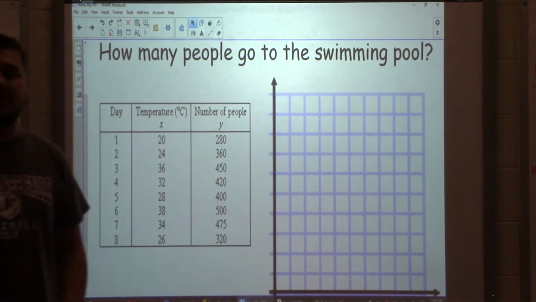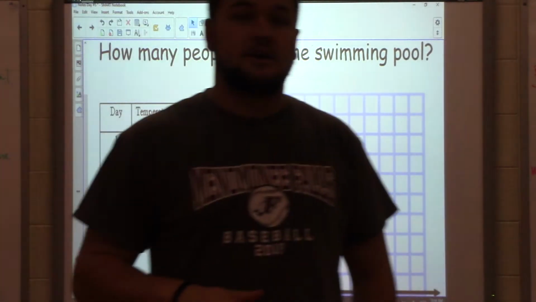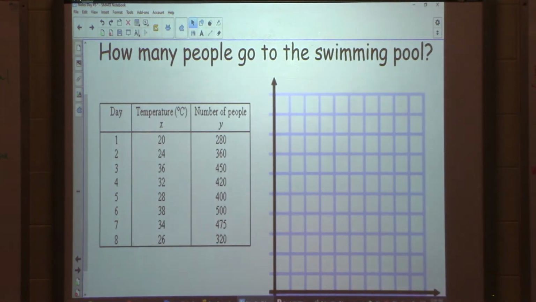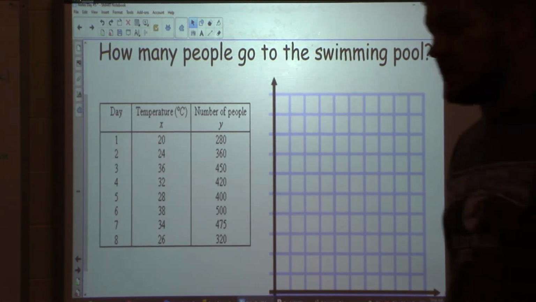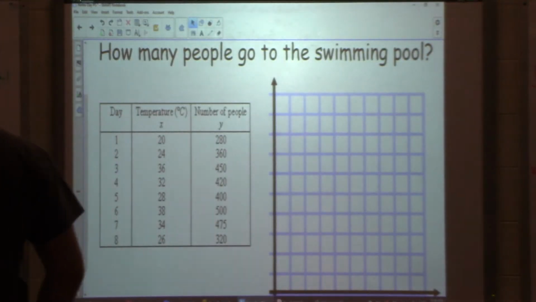Okay, let's go back to the other page to try the example. I see everyone flipping their note packet back over right now. We all ready? So step 1 said draw a scatter plot.